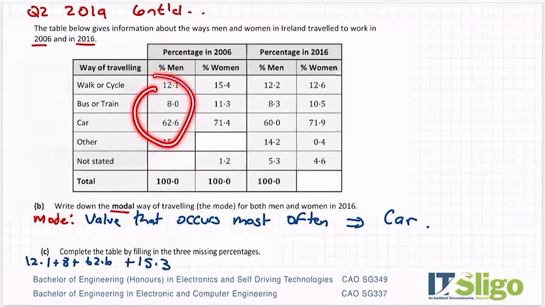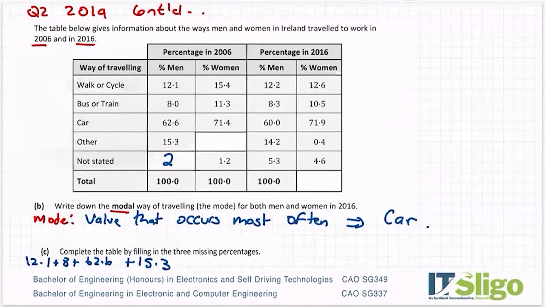In other words, I'm adding all of these and I'm going to subtract my answer from 100. So plus 8 plus 62.6 plus 15.3, and I've got 98% for that. And 100 take away 98% leaves me with 2%. So 2% not stated.